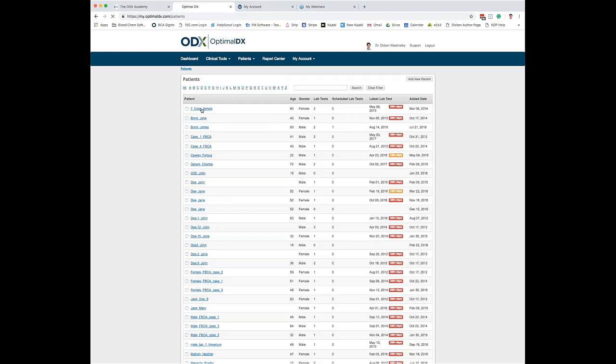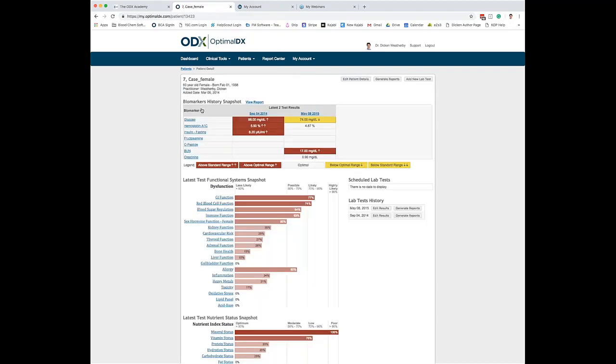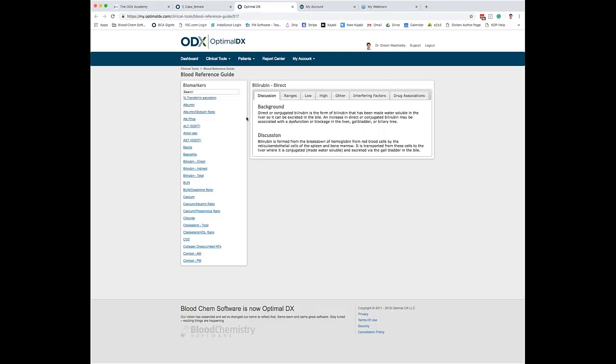When you go into someone's record here, and this will be changing, we're doing a user interface overhaul, so we're going to make this actually even better. But these are like little history snapshots. You can kind of scroll through and see what's going on. These are hyperlinked into my blood reference guide, so you can see all the different values here.